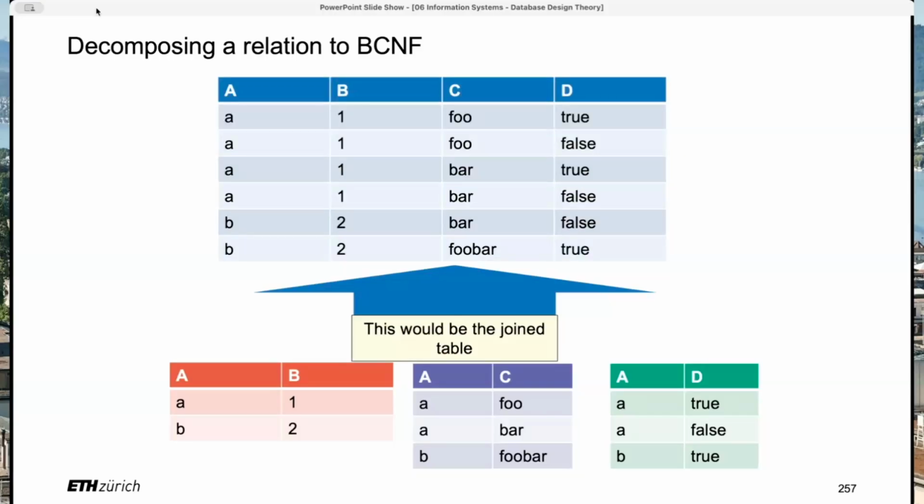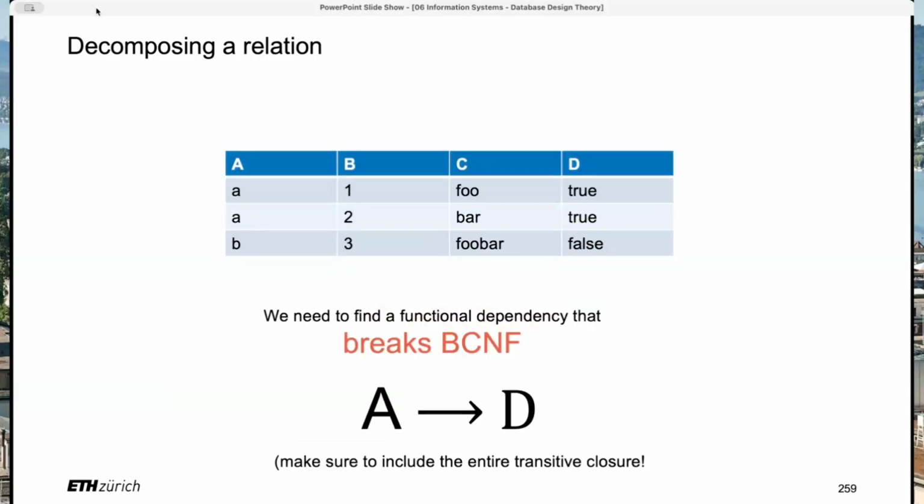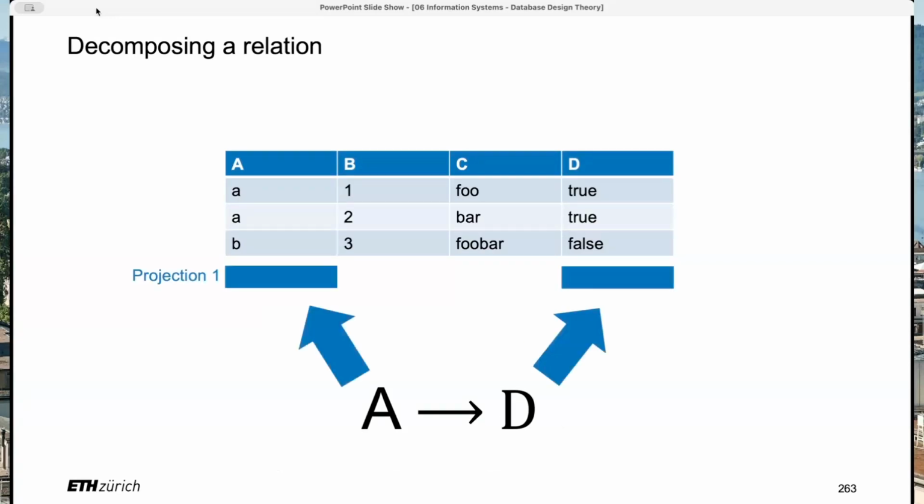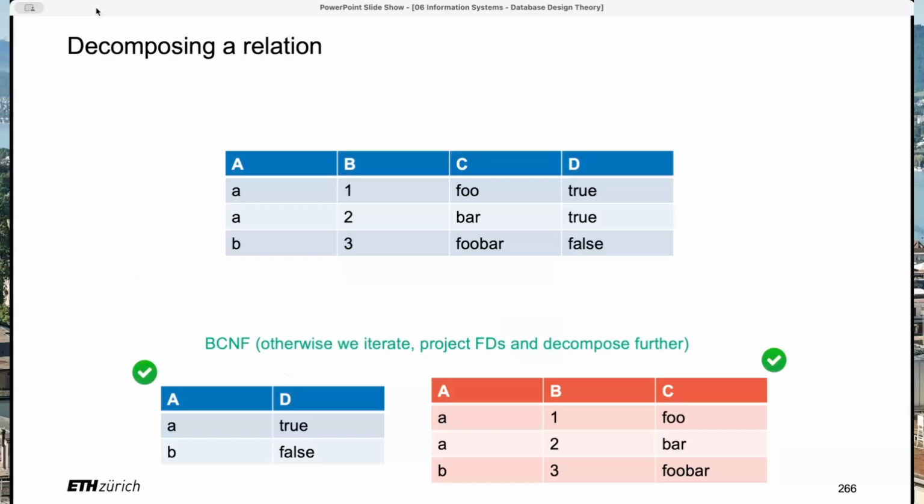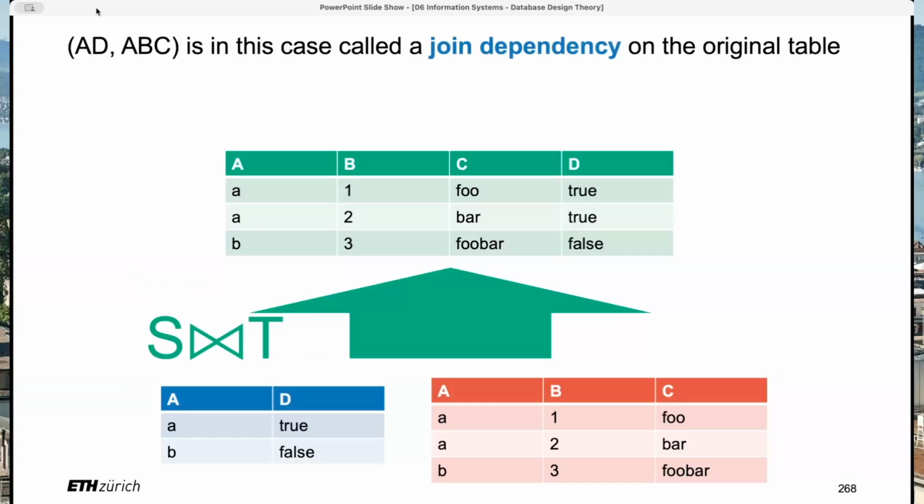Instead, you have to decompose by finding a functional dependency that breaks BCNF, and you get your decomposition that way. The first table will be basically the closure of the left-hand side that's not a superkey. And the other table will be the left-hand side plus the rest. That's basically how you do it well. And then you iterate if it's still not enough.